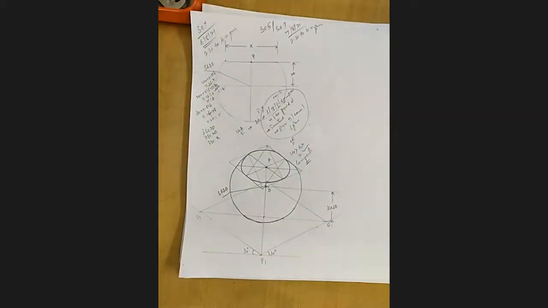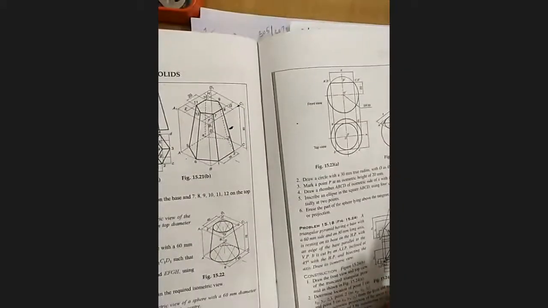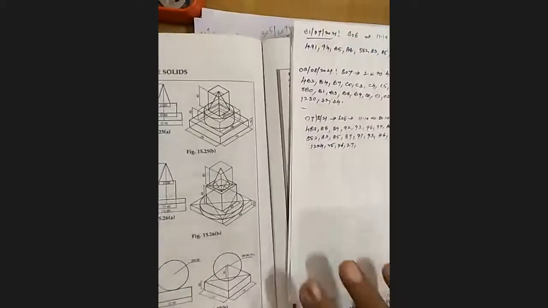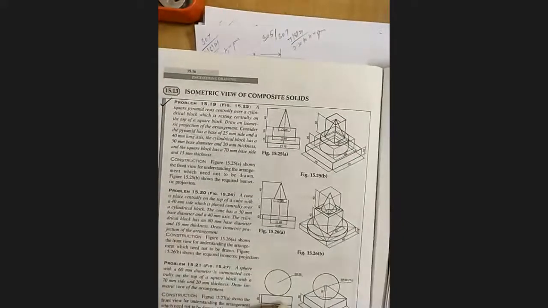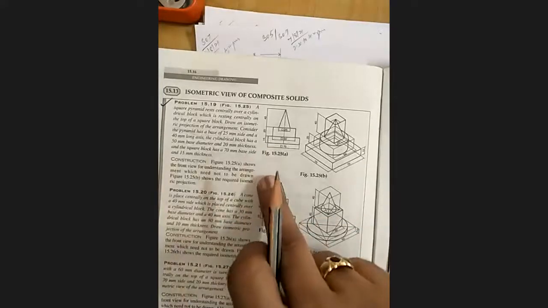Note down. Isometric view of composite solids. Take the first problem. These all are 14B questions.